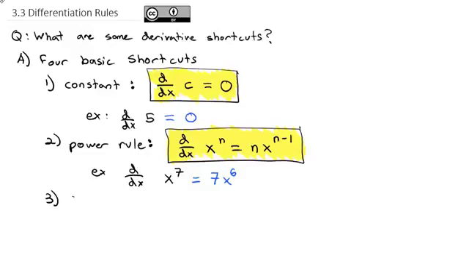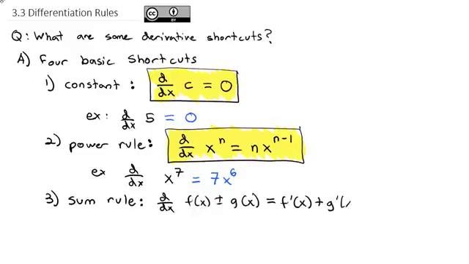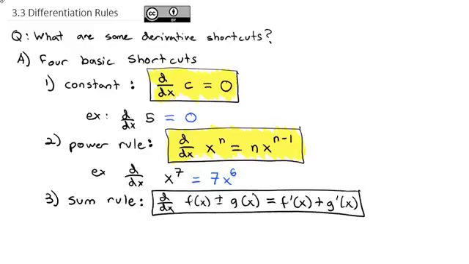A third rule, I'm going to call it the sum rule. It's often called the difference rule as well because it works with plus or minus. And the idea is if I take the derivative of some function plus or minus another function, where I know the derivative of the individual pieces, all I have to do is take the derivative of the individual pieces. And it's f prime plus g prime of x.